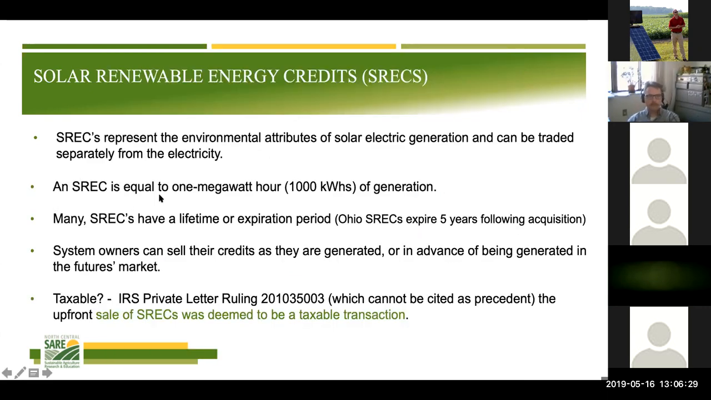Back to SRECs, to wrap up this intro slide. As we said, it's based on production, so 1 megawatt hour of generation is going to equal 1 renewable energy credit, or solar renewable energy credit. Depending on the policy, they may set different lifetimes for how long an SREC is in existence after it's sold. In Ohio, they have a life cycle of 5 years before they expire, and you would then need to go out and replace those SRECs to make sure that you stay in compliance.